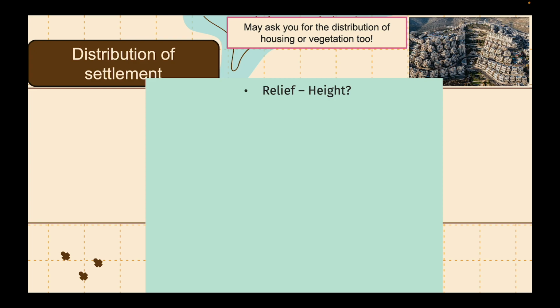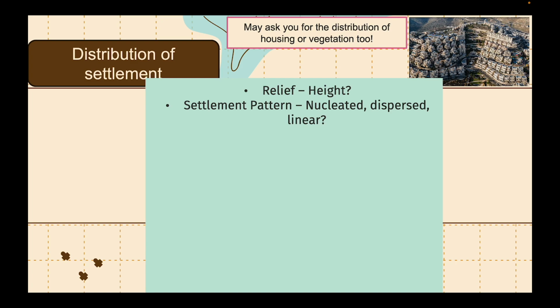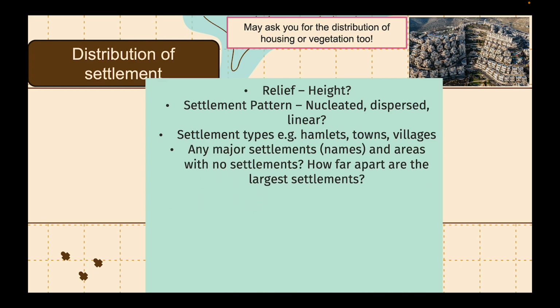Like all that's gone before, the relief, again using the contour lines to identify the height. Again, not just the height of one area, we're looking for the range, lowest to highest. What we've looked at just previously, settlement pattern, nucleated, dispersed or linear, and of course settlement types, hamlets, towns, villages. Any major settlements, so using names as well as areas with no settlements. Use the scale as well. How far apart are these largest settlements?